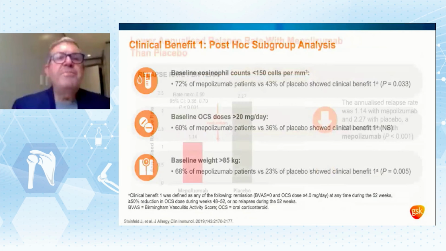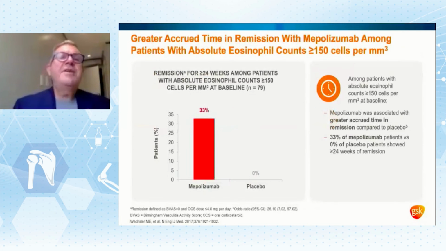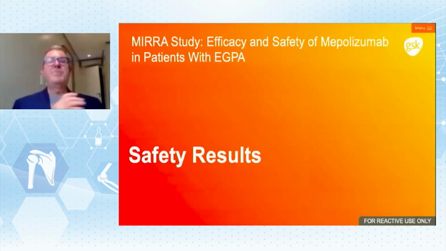I'm going to pull out this result here. There is a greater accrued time in remission when you have more than 150 eosinophils. I have shown this data before: 33% of the patients on mepolizumab against 0% of the patients treated with placebo.